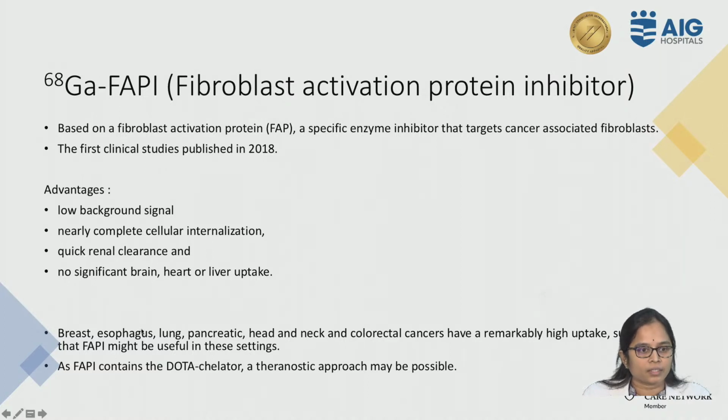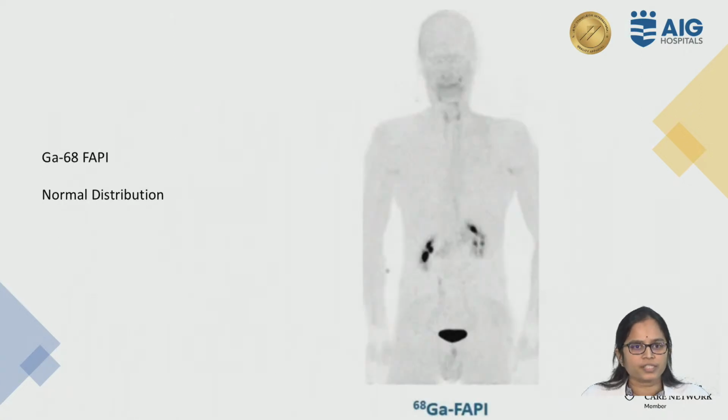FAPI contains a DOTA chelator. This can be used for a theranostic approach, that is, it's a theranostic pair. If we replace the gallium-68 with a beta emitter like lutetium or an alpha emitter like actinium, we can treat the patient if the patient is metastatic. This is the physiological distribution, where there is negligible uptake in the brain, liver and also in the pelvis.